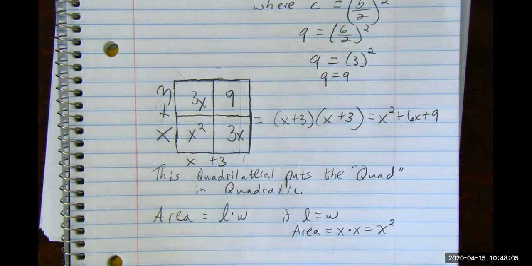Thank you, Al-Khwarizmi. As you'll see in this unit, he's an Islamic mathematician. Algebra is sort of named after him. So again, area equals length times width. If length equals width, then generally area is x times x or x squared. That's why we call quadratic equations quadratic functions.